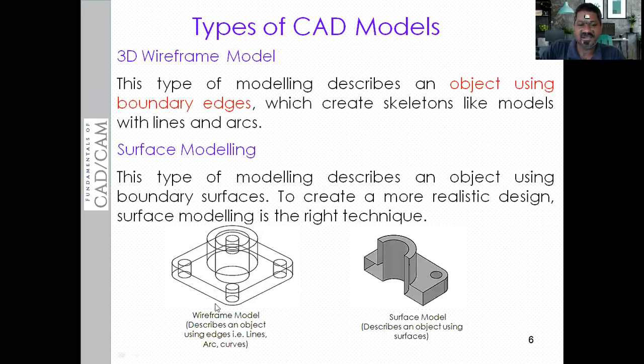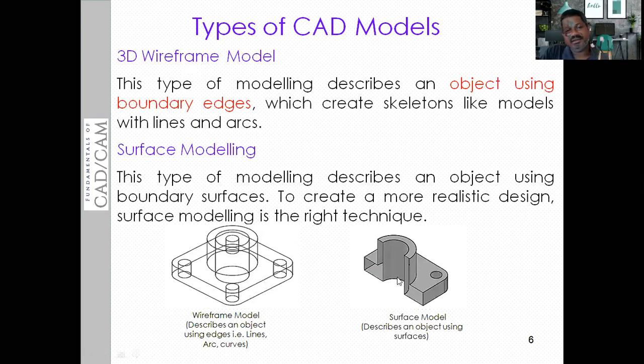As you can see here, in this figure you can see the same component, a full model. In this case, you will find only the lines, only the edges. The model is represented using only the edges. So that model is the wireframe model.